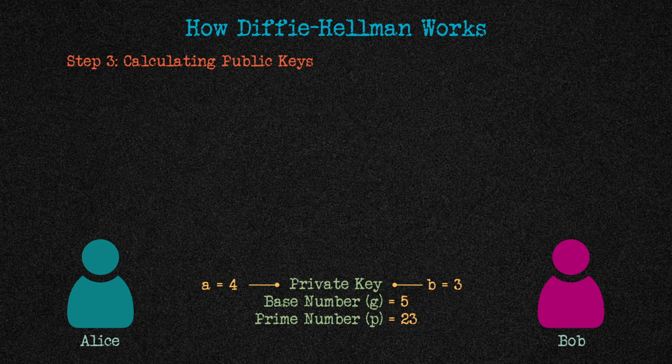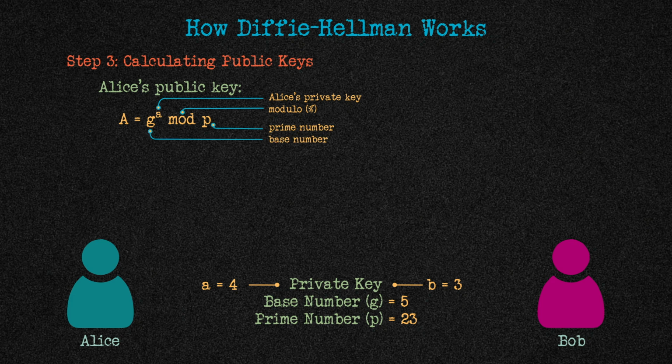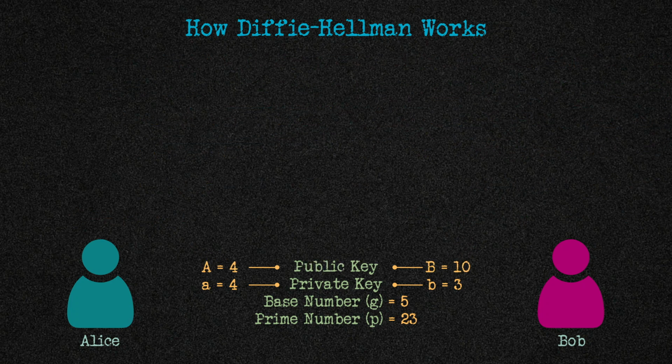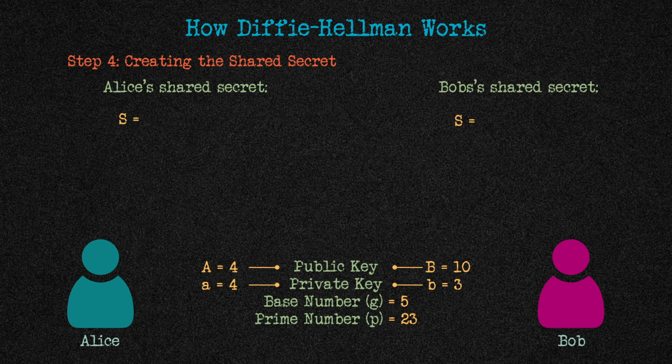Next, Alice calculates her public key, using her private key and modular exponentiation. And Bob does the same with his private key. Finally, they publicly exchange keys A and B.